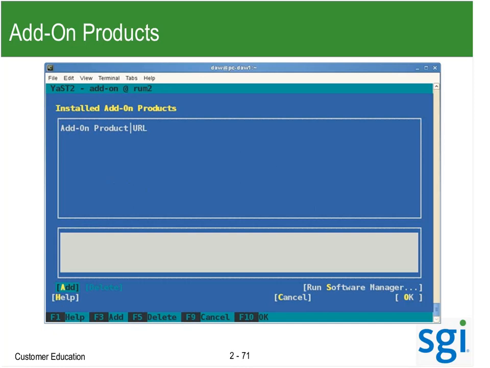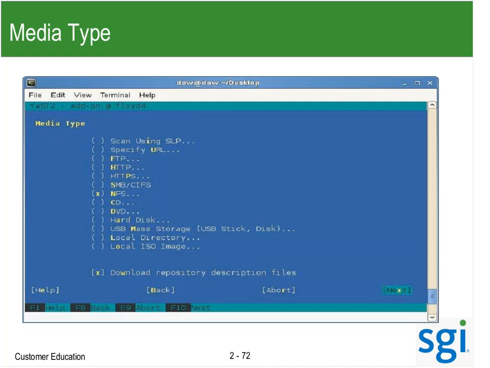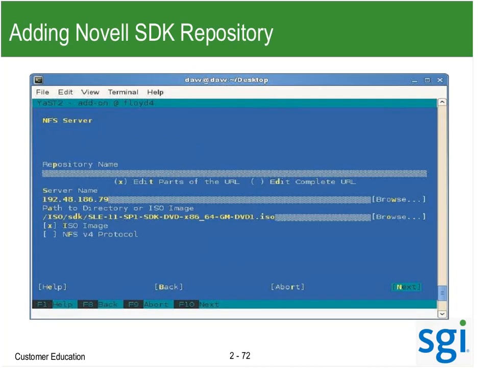So I get to the add-on screen, tab to add, hit enter. And now here, I'm going to go to an NFS. So my DMZ server is going to be my NFS. And then I'm going to mark here's my IP address of the DMZ server. Here's the path. You can log in and cut and paste or just type it out. And the first thing I'm adding is the SDK. And note I've also marked that it's an ISO image.